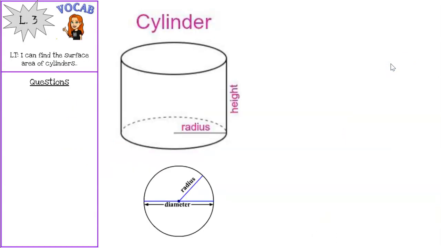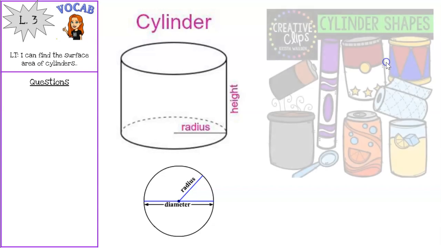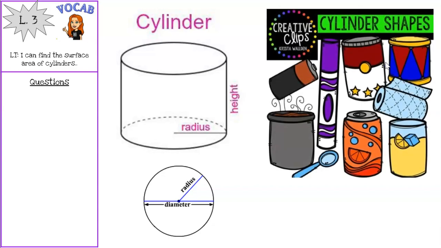First off, a cylinder is a shape with two circles on the top and the bottom, and then wrapped around the sides. You can see some cylinder shapes like markers, batteries, a drum, paper towel, toilet paper roll, cups that you drink out of, cans that you drink out of.